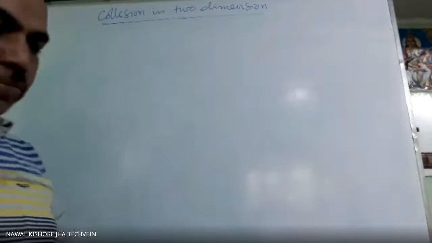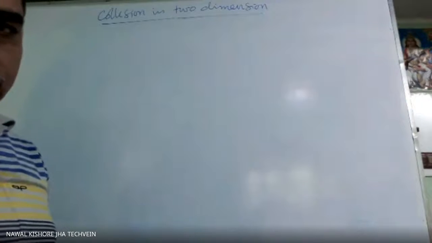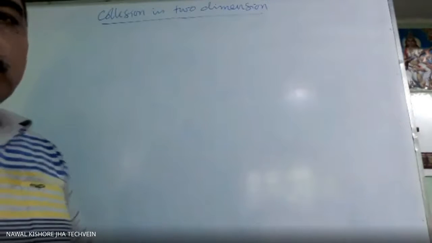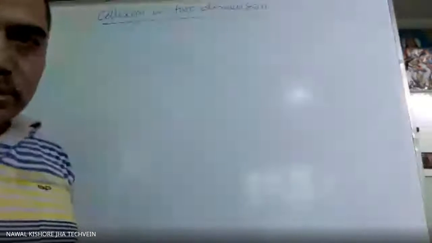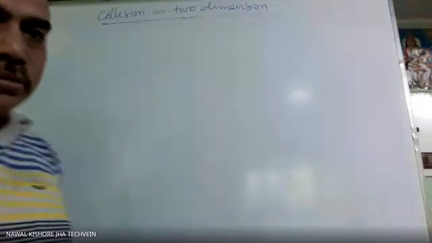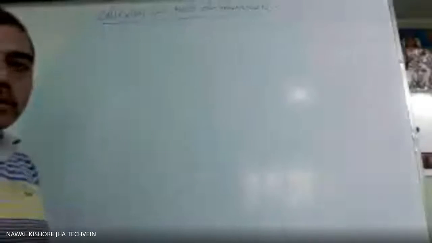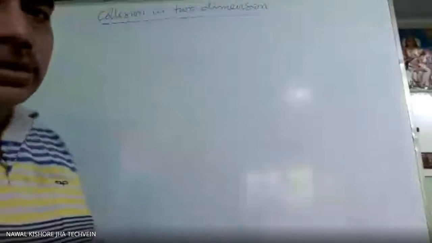Practically, when one ball or marble is placed on the floor and another marble strikes it, they are not moving in the same line. One goes to the left side, the other to the right side. So generally, their motion is not in the same line. How will we solve this type of problem, maybe elastic collision, maybe inelastic collision, whatever it is?